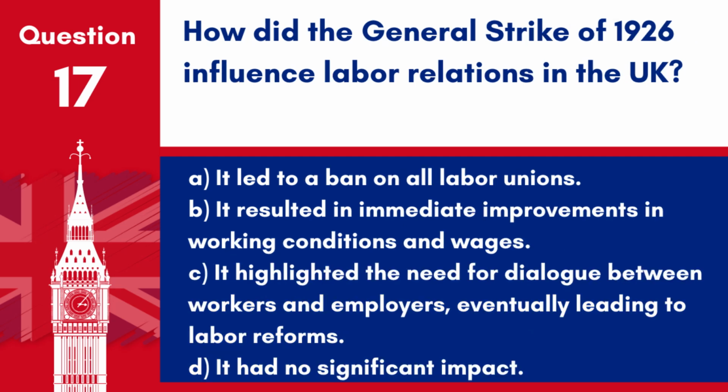Question 17. How did the general strike of 1926 influence labour relations in the UK? A. It led to a ban on all labour unions. B. It resulted in immediate improvements in working conditions and wages. C. It highlighted the need for dialogue between workers and employers, eventually leading to labour reforms. D. It had no significant impact. Answer: C. It highlighted the need for dialogue between workers and employers, eventually leading to labour reforms.